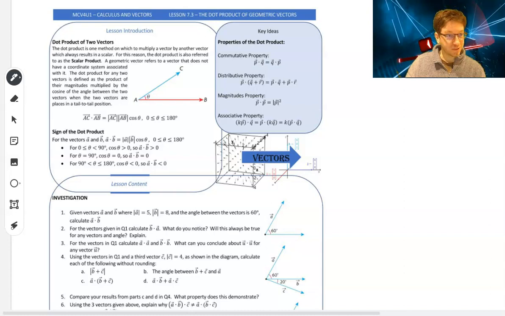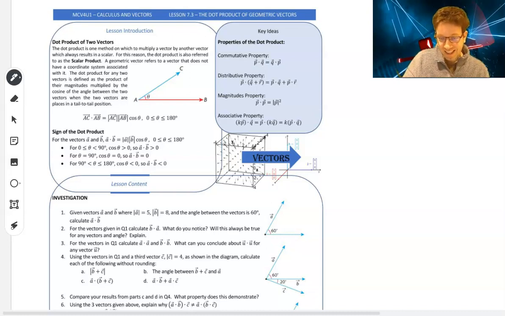Now the dot product we can do for geometric vectors and for algebraic vectors. Today we're going to do it for geometric vectors, and then our next lesson will be for algebraic. So the dot product is also called the scalar product, and the reason for that is when you multiply two vectors with a dot product, you get a scalar value, something without direction.